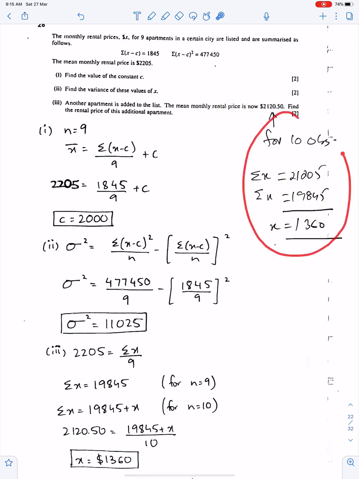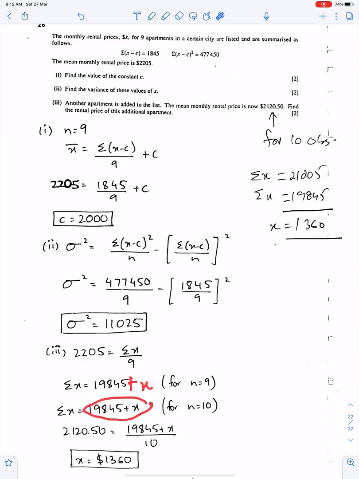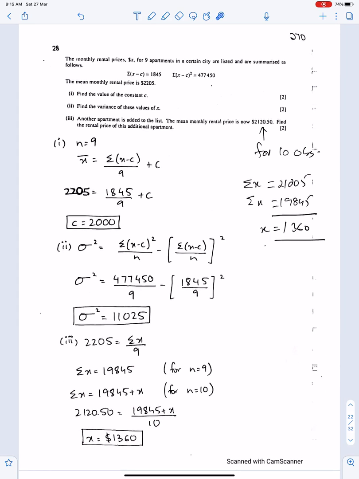This is just one way, and this is another way. Sigma x for 9, and if you add x here, then this will be sigma x for 10, and sigma x for 10 is this. So that's the answer. You can do this question in either way.